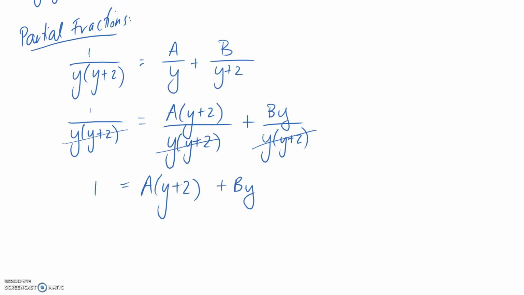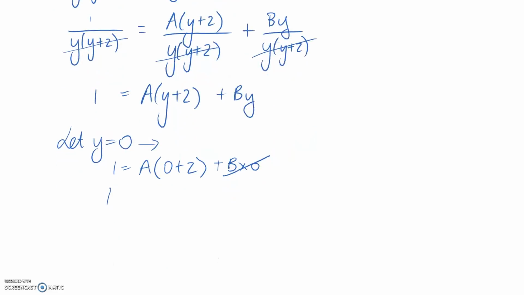Now we can pick some convenient values of y, which then allows us to solve for the constants A and B. What I mean by convenient is if I let y equal 0, we're going to get 0 times B. So this is going to drop out of the equation, and the only unknown should be A. So we can directly solve for it without having to go through simultaneous equations. We're going to get 1 equals A(0 plus 2), and then we've got B times 0. So that goes away. We're going to get 1 is equal to 2A, or A is equal to a half.